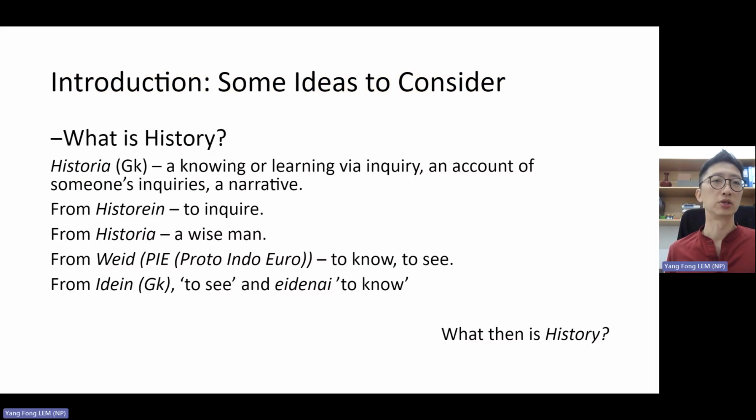So what is history? It's basically a knowing or learning via inquiry, or an account of someone's inquiry. That means someone has inquired, and he or she has recorded it as a narrative. So how do you make sense of that information? If you go through all the various definitions, to inquire, historia, it means a wise man. To know, to see. To see, to know. So what then is history?